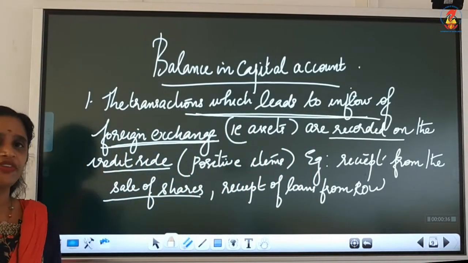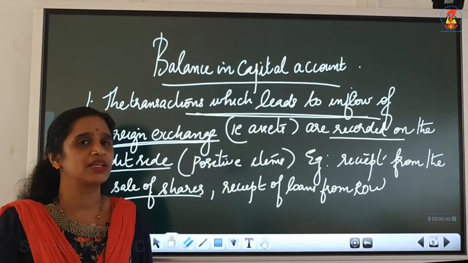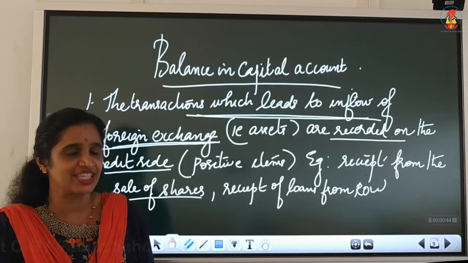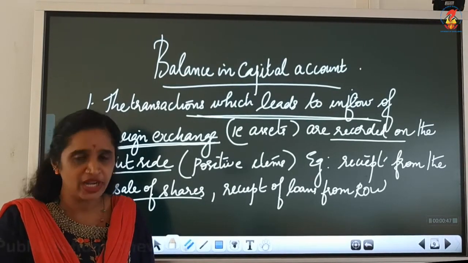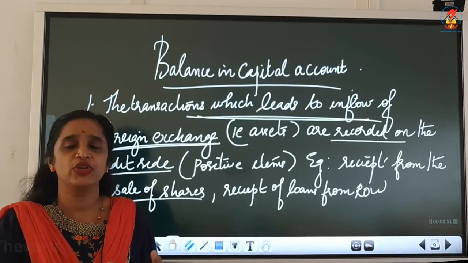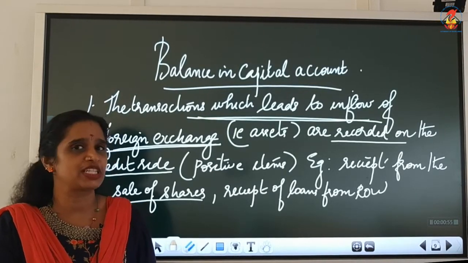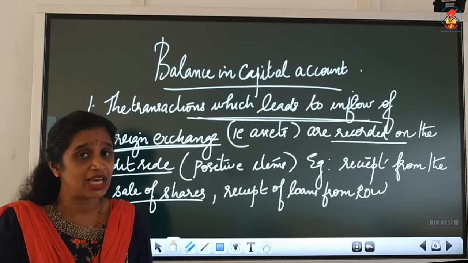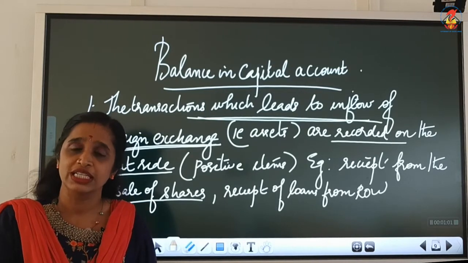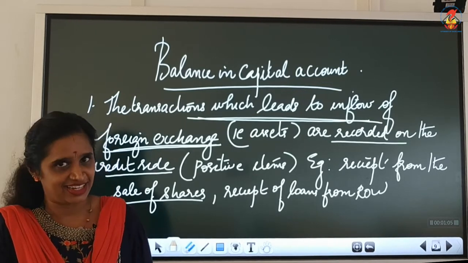Now we will learn about the balance in the capital account. What is this balance in the capital account? Just as we learned how theoretically we balanced the components in the current account, likewise we will balance the components in the capital account. We know the components of the capital account: capital receipts and capital payments. So how we have balanced the current account, likewise we will balance the capital account. That means where credit side is equal to debit side.